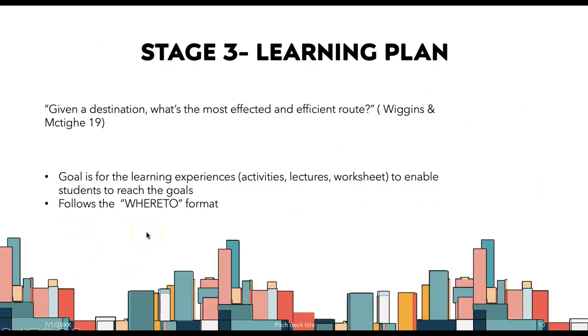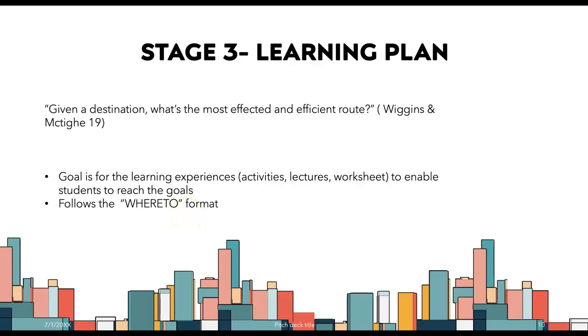Stage 3 is when we finally get to the learning plan, the activities. Given a destination, what's the most effective and efficient route? So the goal is for the learning experiences to enable students to reach the goals. And for backward design planning, Wiggins and McTighe, they follow the WHERETO format.